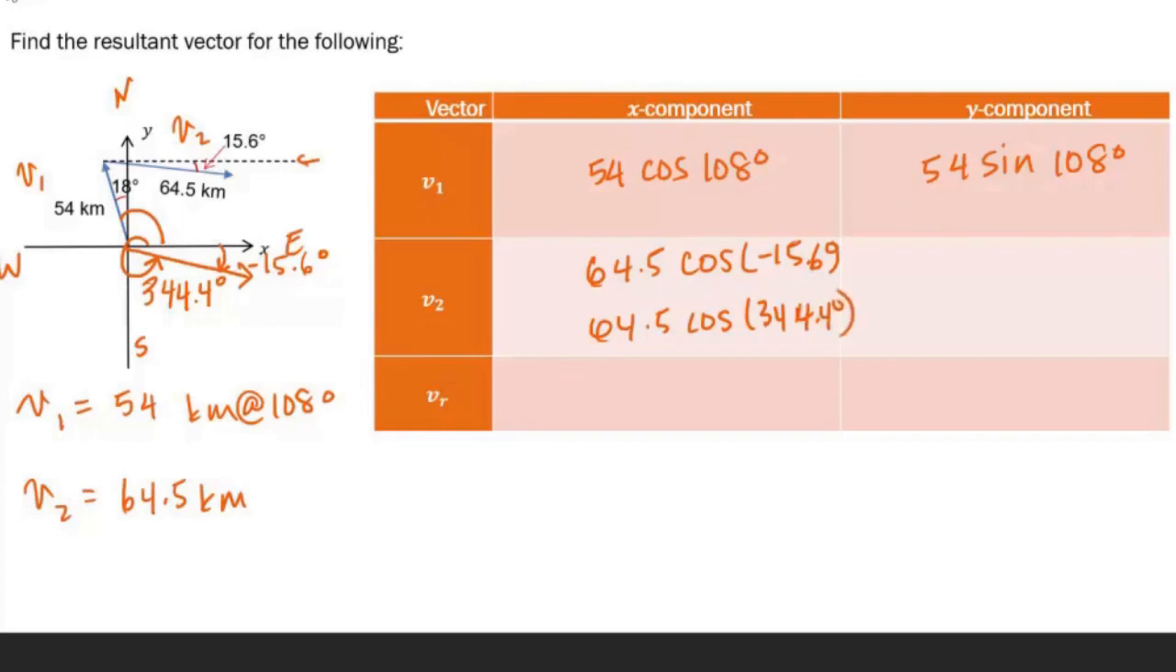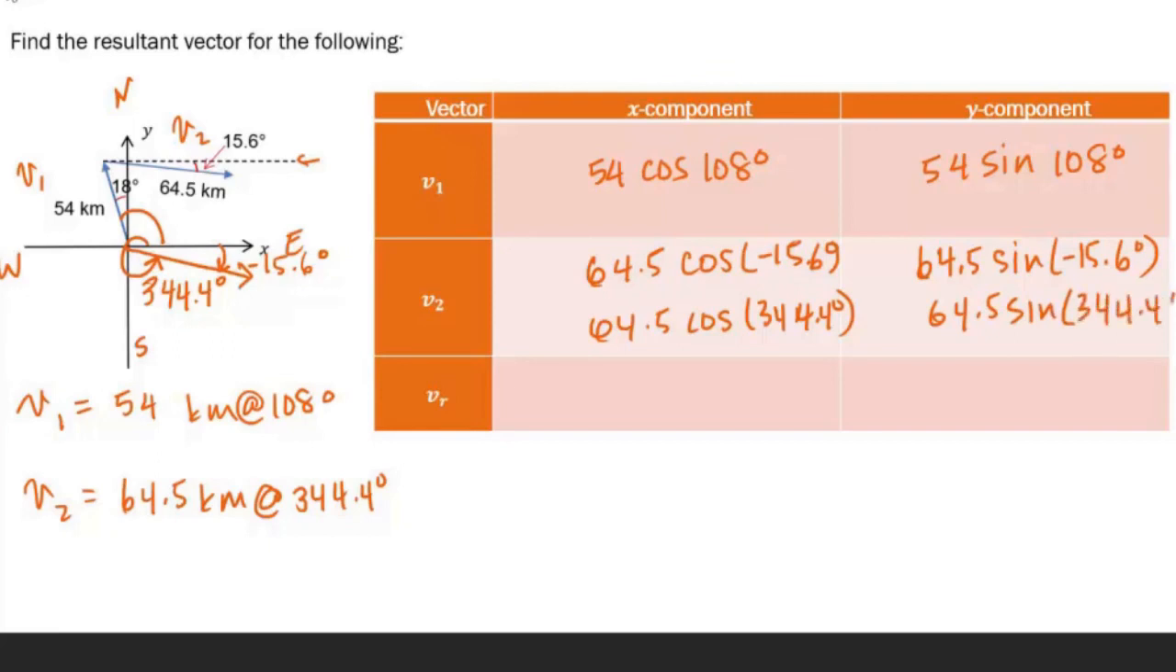344.4 and negative 15.6 are coterminal angles. So the cosine of these two angles will be the same. Down here, I'll write it down as 344.4 degrees. Again, you can do exactly the same thing for the y component. You can use either 64.5 times the sine of negative 15.6 degrees, or 64.5 times the sine of 344.4 degrees. We're just going to add them up.